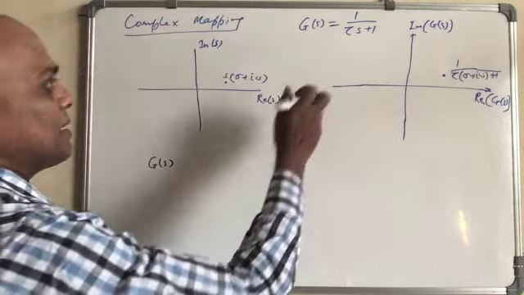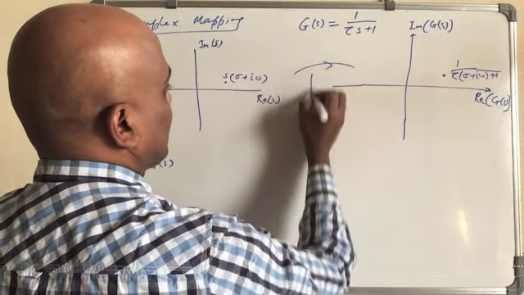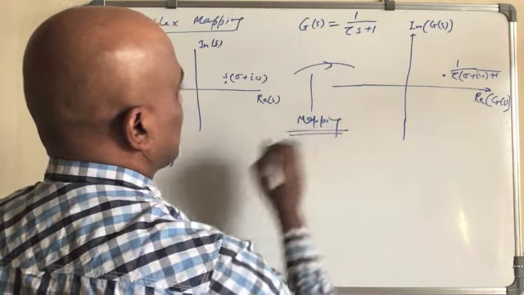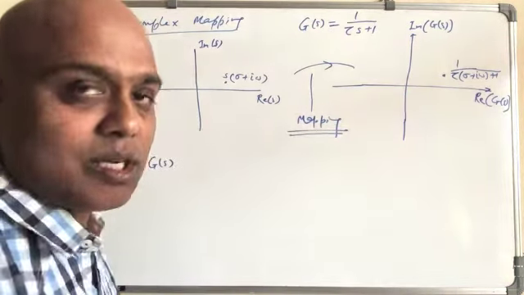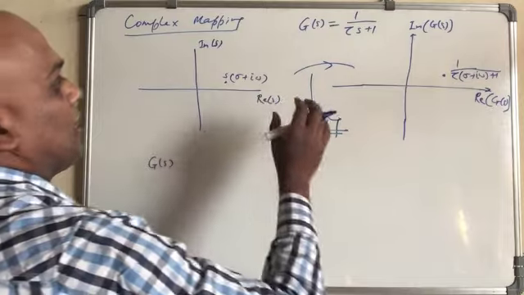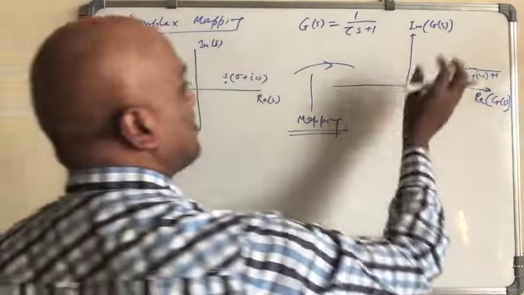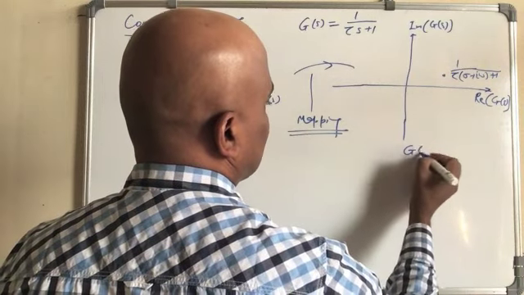This is what the point is. So this is what mapping is, or complex mapping, right? It's a complex number. So we are drawing here the S-plane, and here we have the G(s) plane, right? So we call it the G(s) plane here.